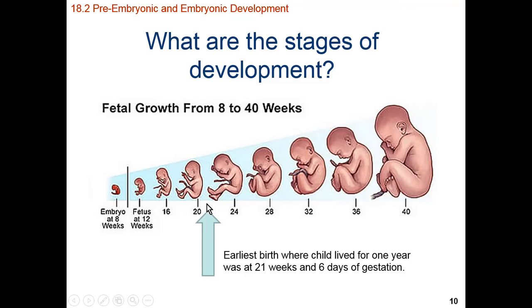At 21 weeks after fertilization, that is the record for the youngest or least developed child being born and living for 1 year after birth. So we've all heard of prematurely born children. Most prematurely born children are born around 32 weeks after fertilization. But there has been a child born 21 weeks and 6 days after fertilization, who had only 21 weeks and 6 days total of gestation inside of the female's reproductive tract before they were born. And they lived for a year. I thought that was pretty cool.